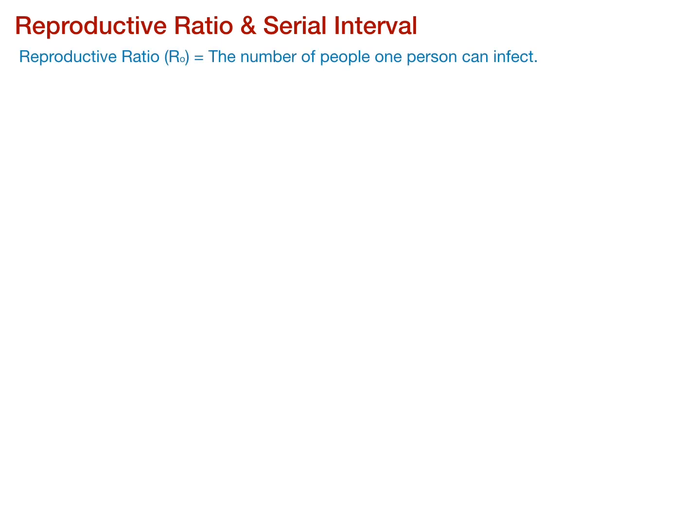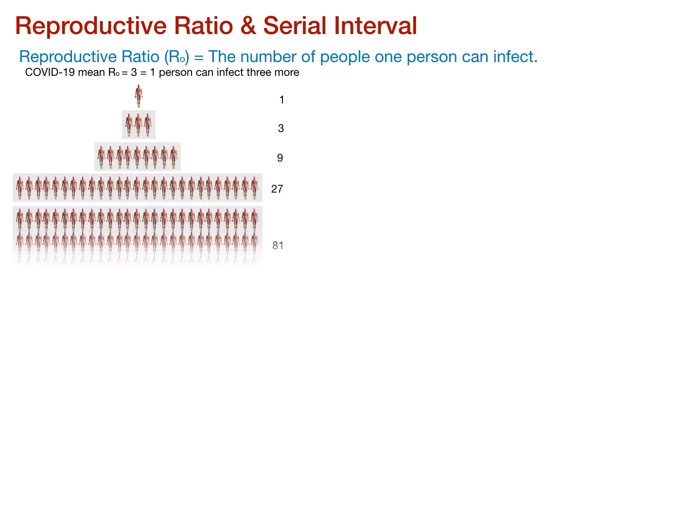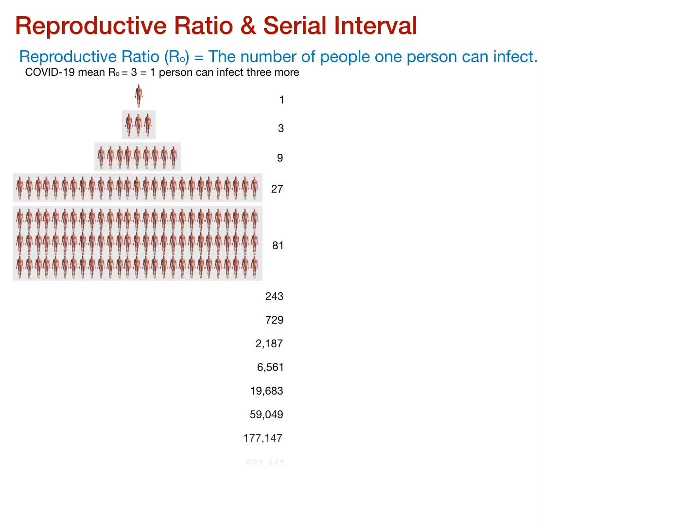Other data that is important is the reproductive ratio and the serial interval. The reproductive ratio of any disease is the number of people that one person can infect. So the mean reproductive ratio for COVID-19 appears to be right around 3. That means one person can infect 3 more. And then those 3 people go on to infect 3 more, giving it 9.